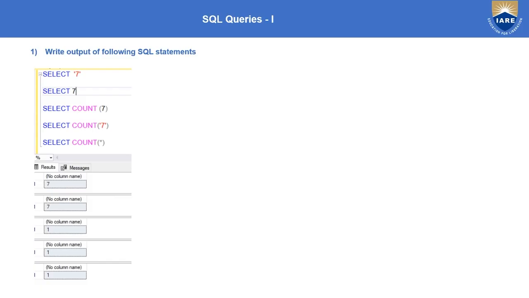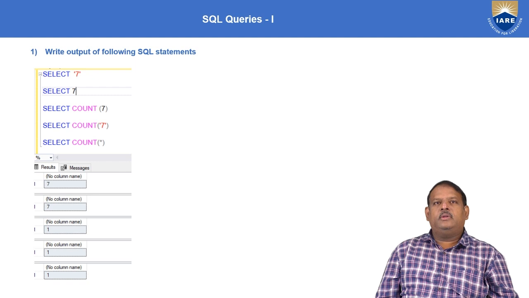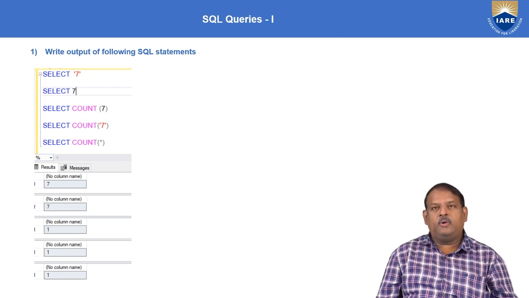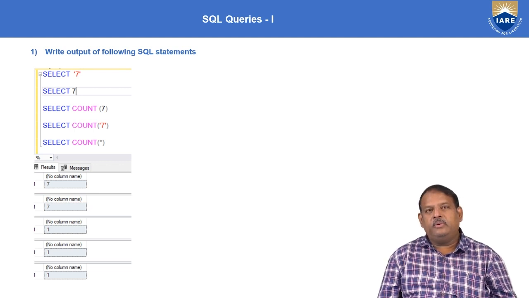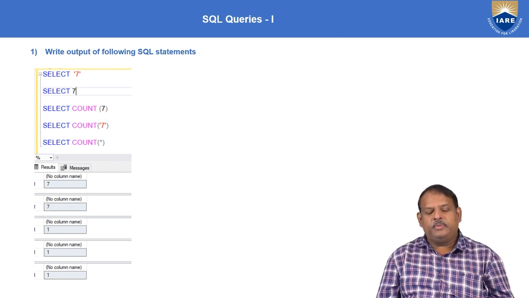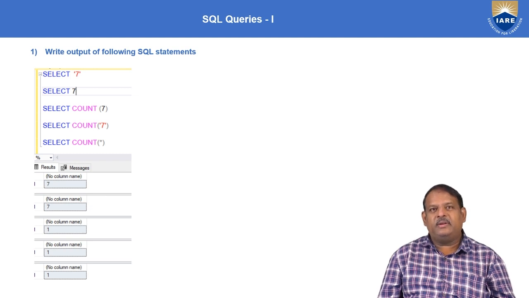Now, the first question displayed on the screen is number one. Write the output of the SQL statements. You have five SQL statements here, and we need to print the output of each one of them. Select single quote 7, select 7, select count of 7, then select count of single quote 7 and count star.